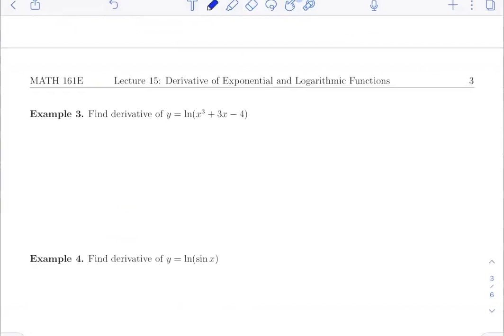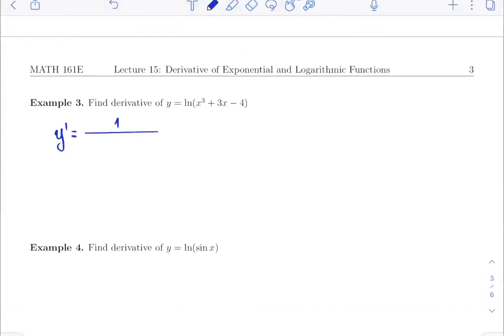So the derivative is y prime equal to 1 over ln of e times the inside part, which is x cubed plus 3x minus 4. And at the end, you multiply with the derivative of the inside function, which is the derivative of x cubed plus 3x minus 4. Right. And again, in the denominator, ln of e is equal to 1, so you still have x cubed plus 3x minus 4.